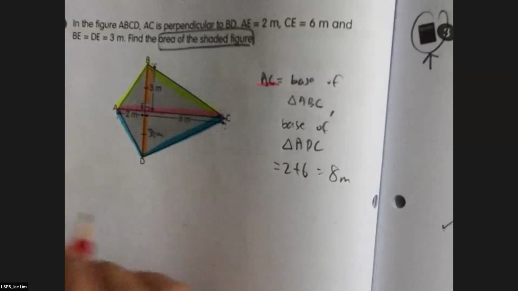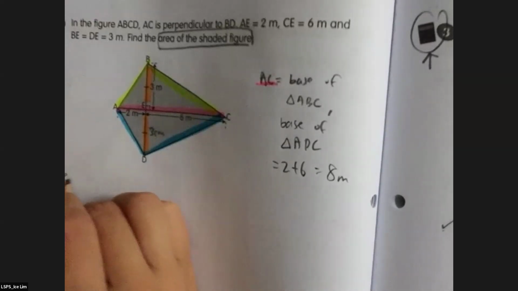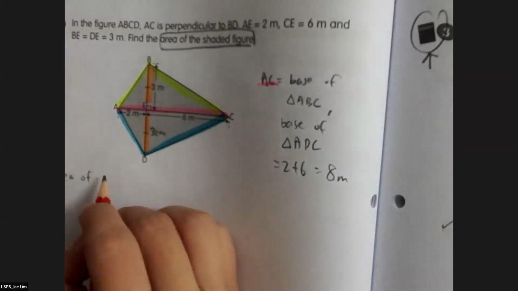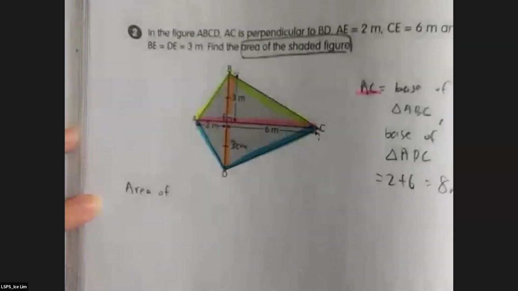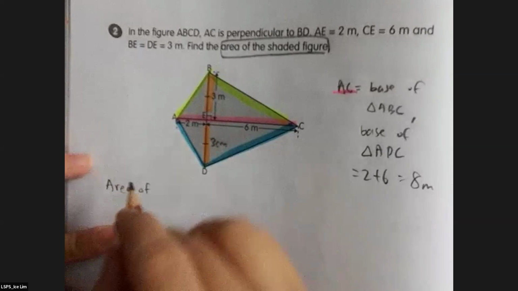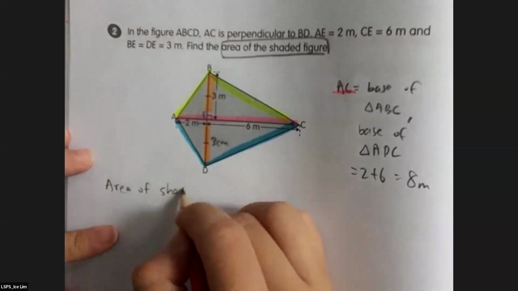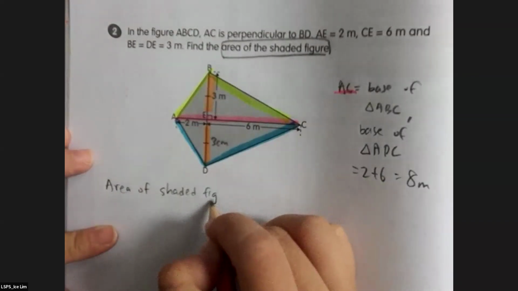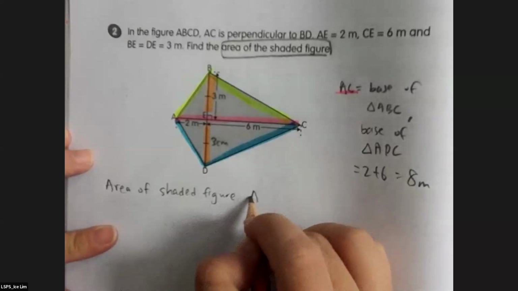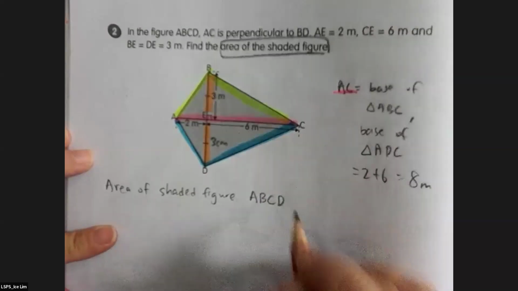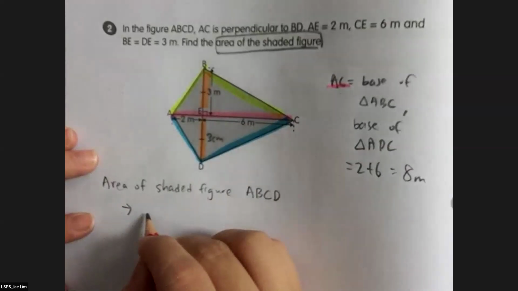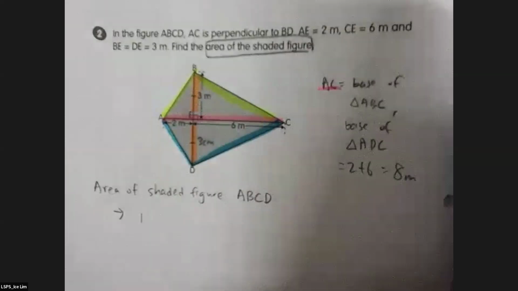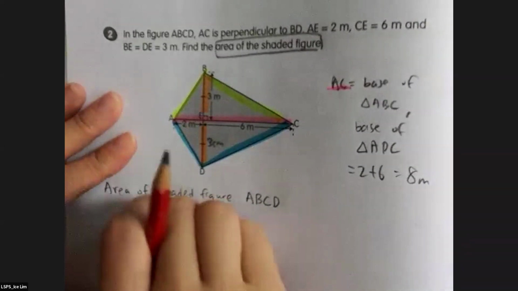So I can find the area of, I'm going to just write it out in one whole string. The area of the shaded figure ABCD, which is the kite. It is the area of triangle. Draw the shape, okay?